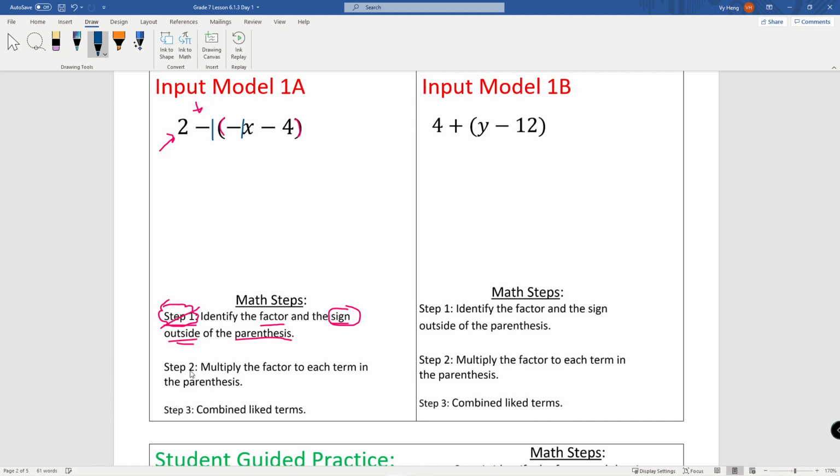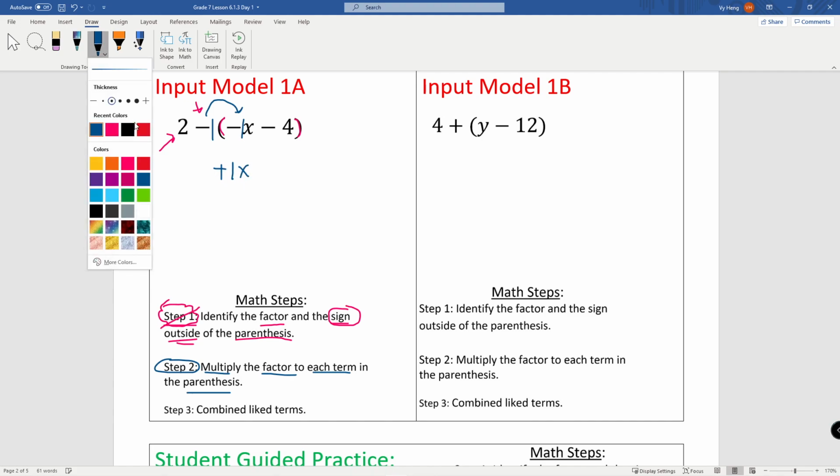So now we can do step 2. Okay, so step 2, multiply the factor to each term in the parentheses. So we know that these are factors. We're going to multiply what's outside the parentheses, the negative 1, right? So what's negative 1 times a negative 1x? Well, that's going to give us a positive 1x.